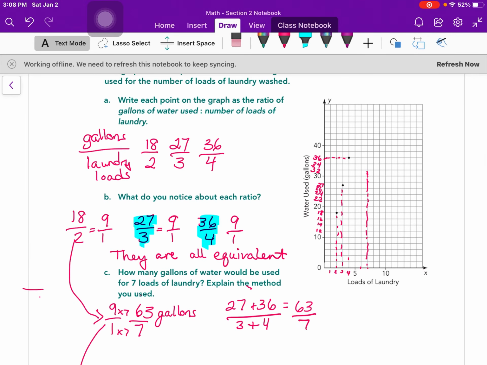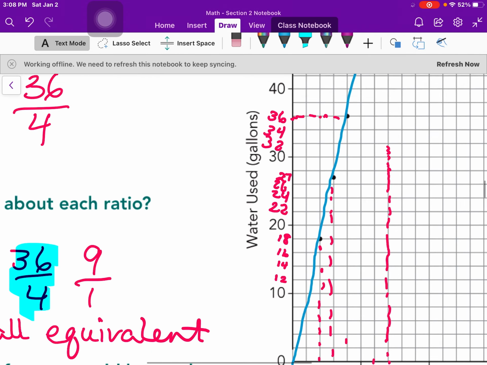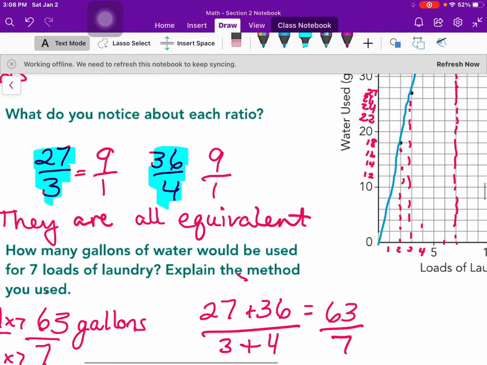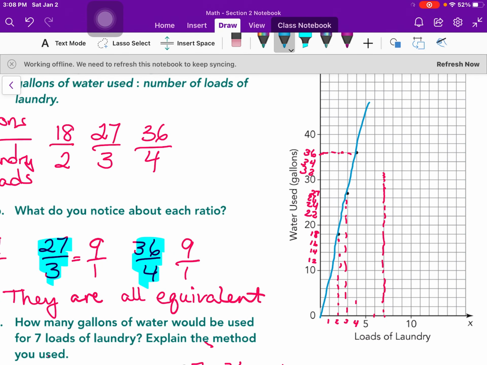I also could probably have drawn my line on here. If I don't always need an exact answer, the graph can sometimes be helpful as well. So on here, my answer, what did I get? 45 for 5 loads. So let's see if I intercept all the way up here.